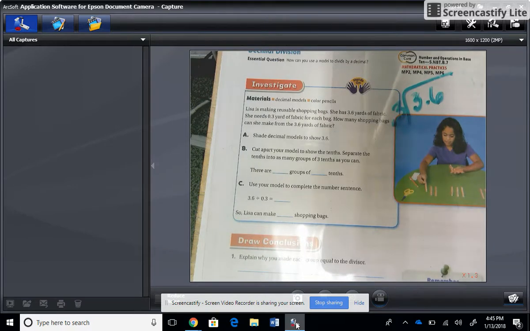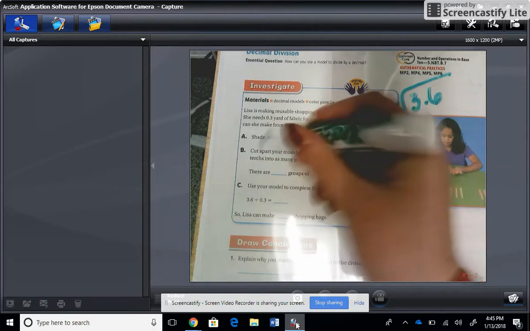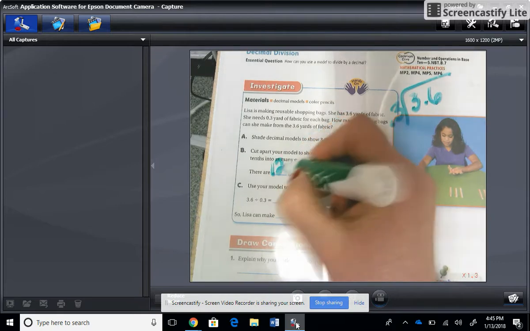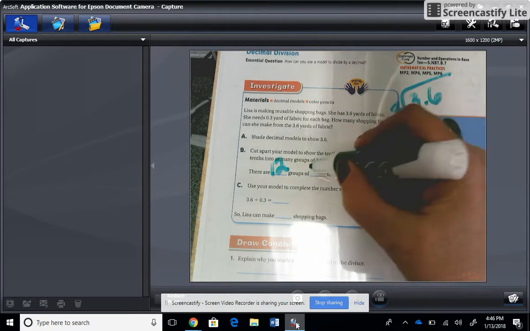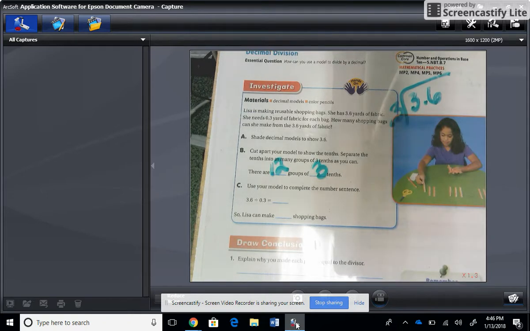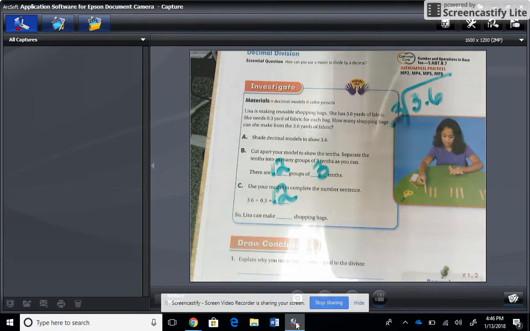So now let's see if we can answer some of these questions. When we cut apart our model, which we don't need to, we separated the tenths into how many equal 3/10 groups? Well, we made 12 groups of 3/10. Use the model to complete this problem. Well, we did, and we ended up with a whole number of 12. So she can make 12 shopping bags.